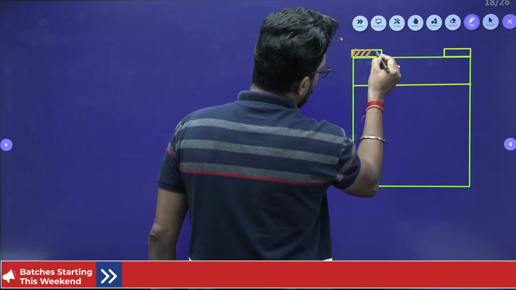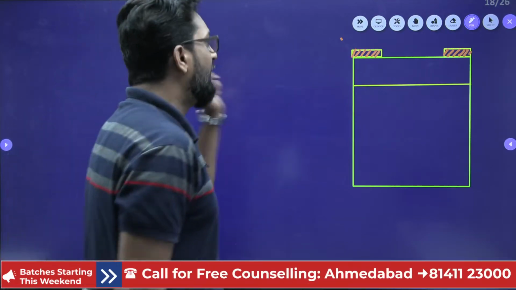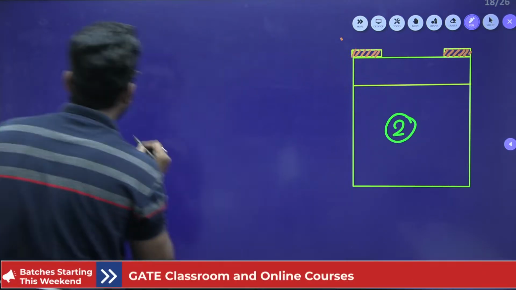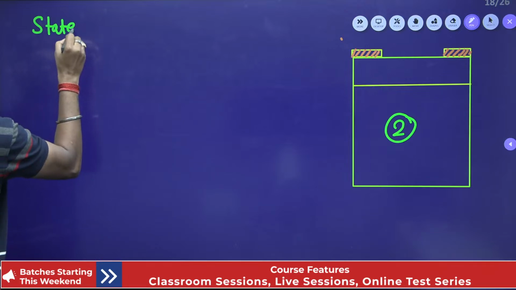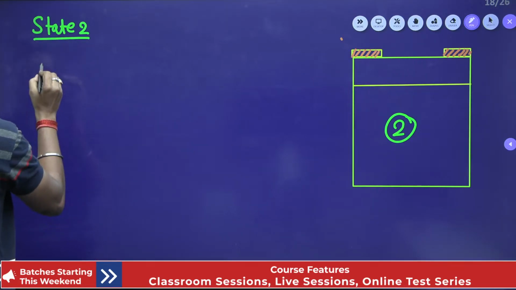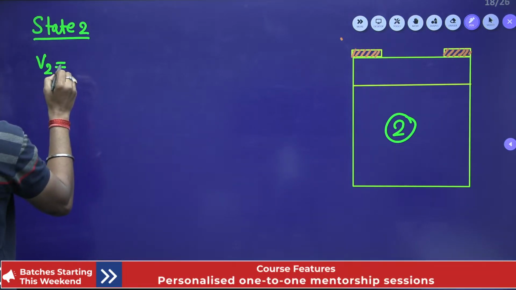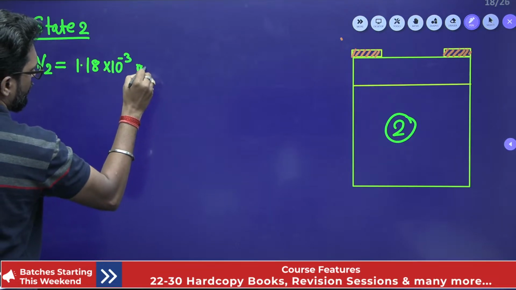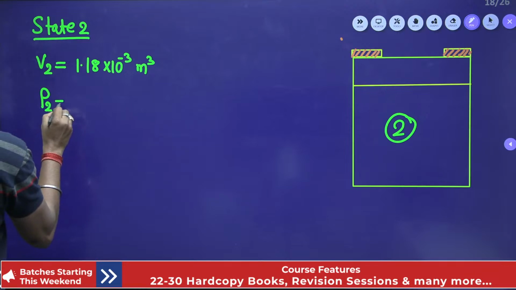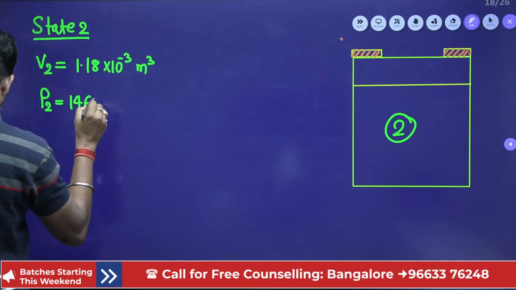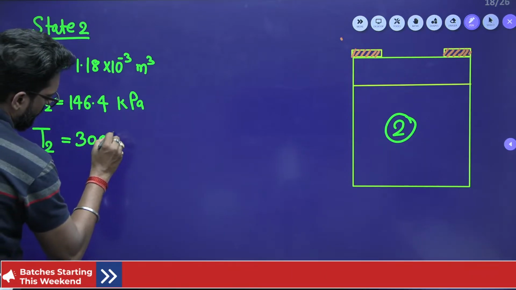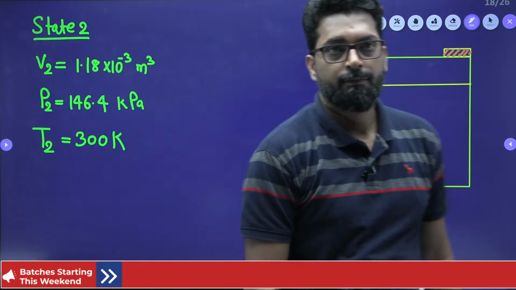We assume that it will touch. So beta, it will touch. If it touches, then this is state 2. So what is state 2? Our V2 we can write as 1.18 times 10 to the power minus 3 meter cube. P2 is 146.4 kilopascal. T2 is again 300. So we have all these things at state 2.